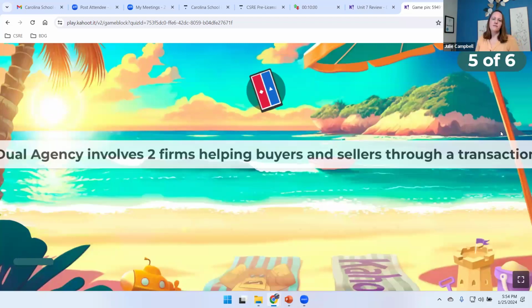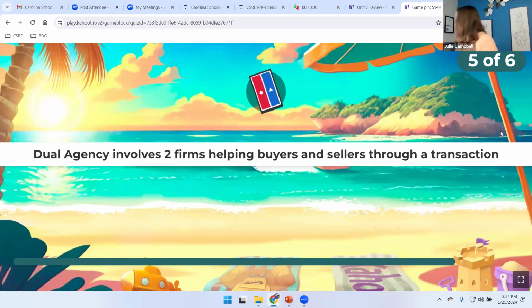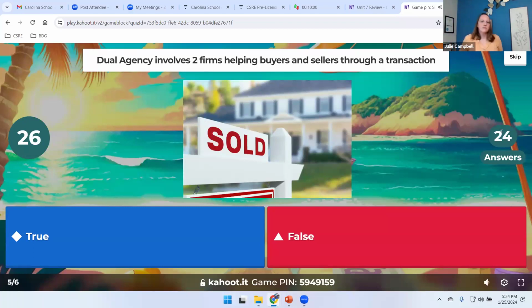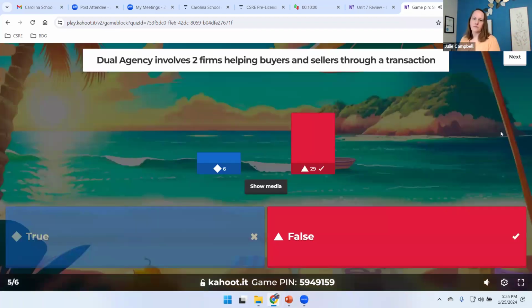Number 5, dual agency involves two firms helping buyers and sellers through a transaction. Good job. What's wrong with this one? What makes it false? I'm seeing the number 2 held up. How many firms in dual agency? Just one. One word, or in this case one number, can change the whole meaning of the question. Everything else is okay, but that one word changed the meaning of everything. So no, dual agency is not two firms, it is one firm, one transaction, two clients. Questions on this one?